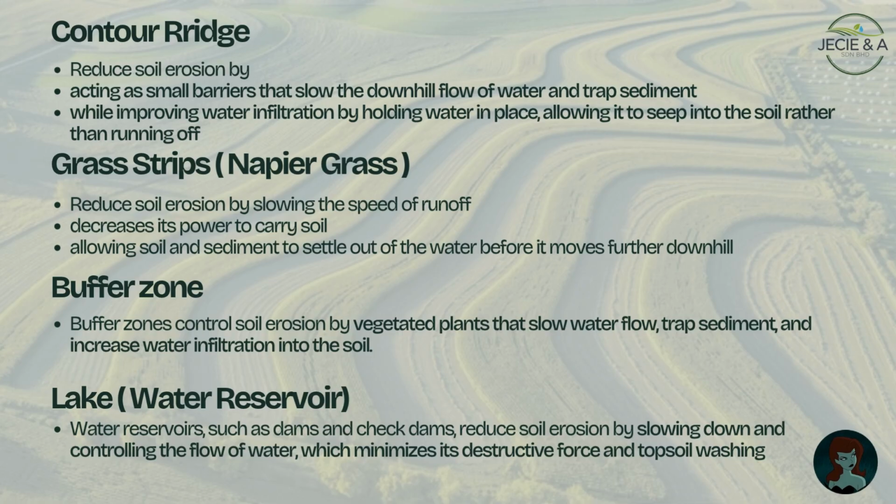The second function is the grass strip, which is Napier grass. It can reduce soil erosion by slowing the speed of runoff, decreasing its power to carry soil, and allowing soil and sediment to settle out of the water before it moves further downhill.